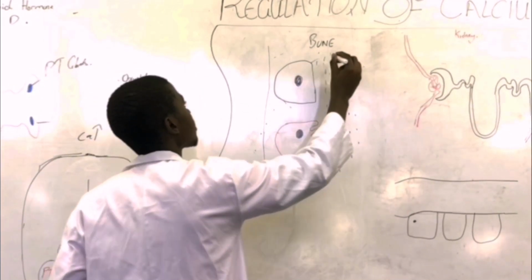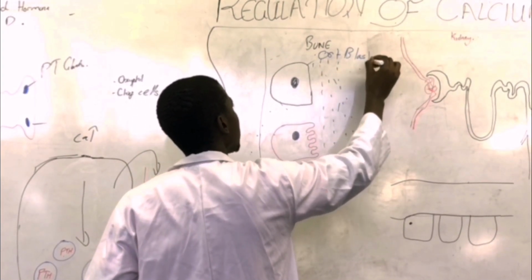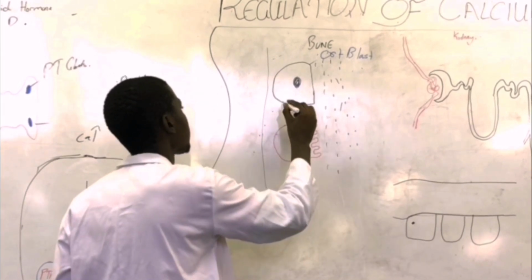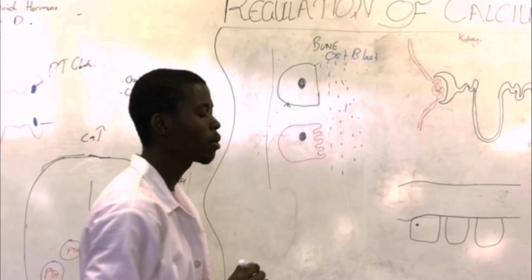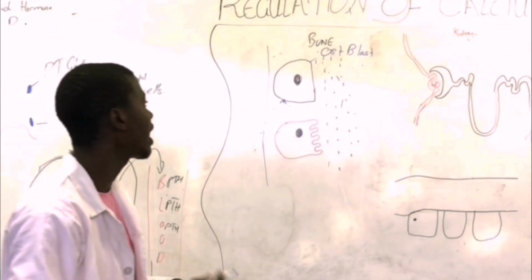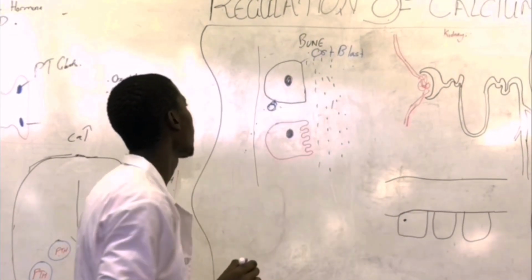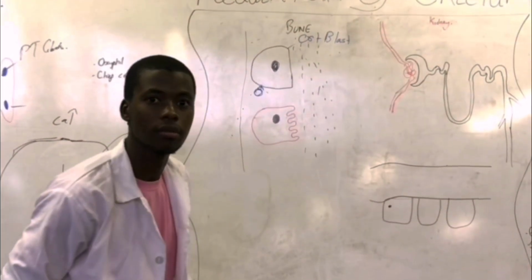This is an osteoblast. On the cell membrane of an osteoblast, we have certain receptors. What parathyroid hormone does is that it comes and binds to these receptors, and it induces an intracellular transduction pathway.